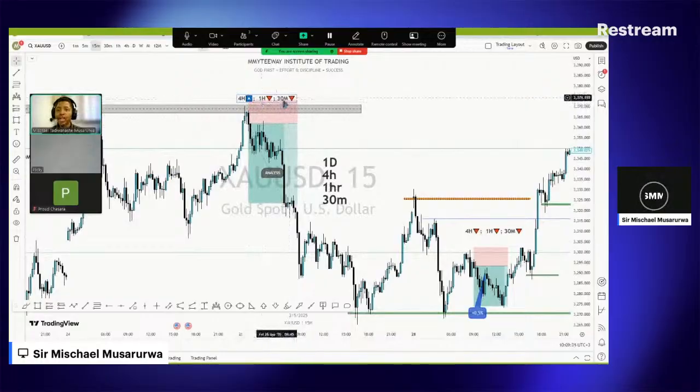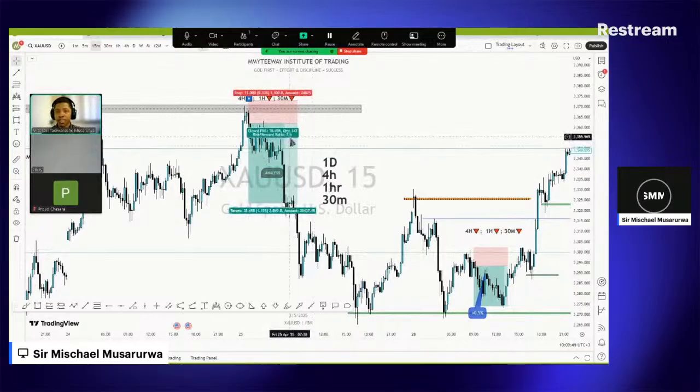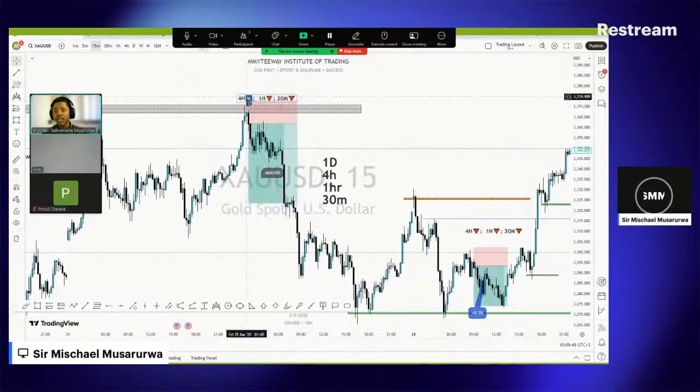Because our 1 hour and 30 minutes are going down, we can enter. What are we using? We are using the 15 minutes time frame to enter, or the 5 minutes time frame to enter. But the moment you are using the 30 minutes time frame to enter, if the 1 hour says down and the 4 hour says up, do not enter that trade because they are in contradiction, right? This is what I do.